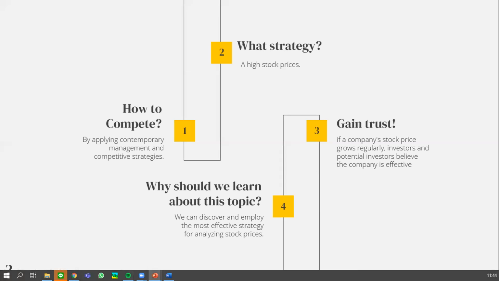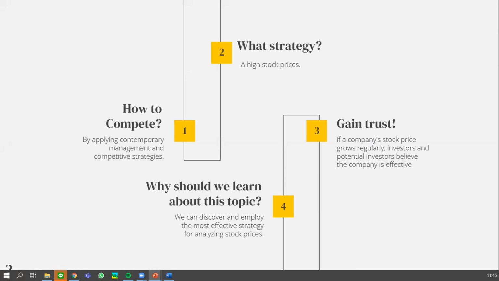To begin, we all know that businesses must develop themselves in order to compete in today's market. But how? By applying modern management and competitive strategies. A high stock price is one of the competitive strategies that indicates that the business that owns it is more valuable. The stock price is one indicator of a company's management success. So if a company's stock price grows regularly, investors and potential investors believe that the company is effective at managing its business.